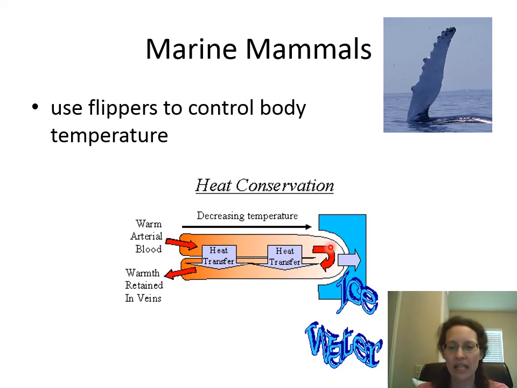We're not wasting all of that heat, unless we're hot and we want to cool off, in which case the veins and arteries are going to direct the blood flow so that the hot blood comes out here, hits the cool water, cools off, and brings cooler blood back into the body. So they can use it either way, whether they want to retain that heat or dissipate some of that heat.